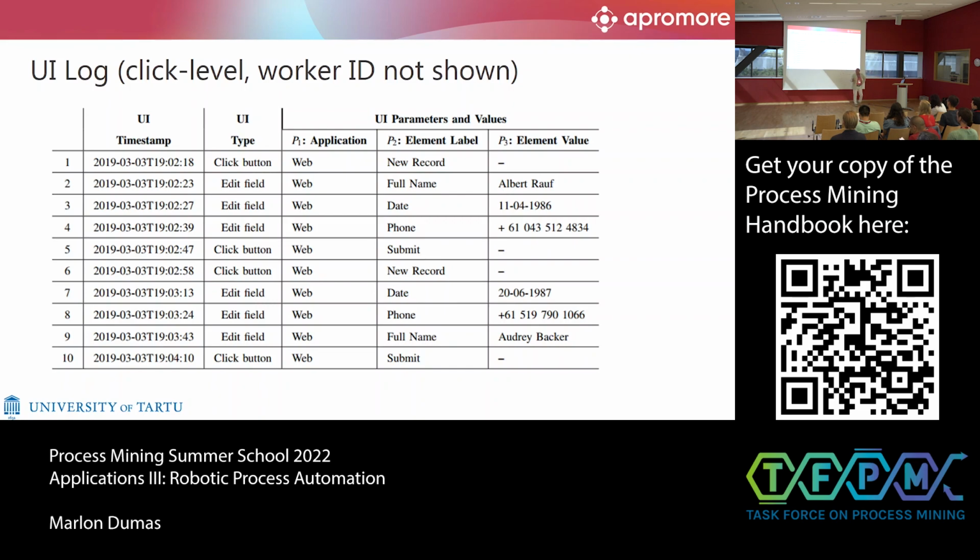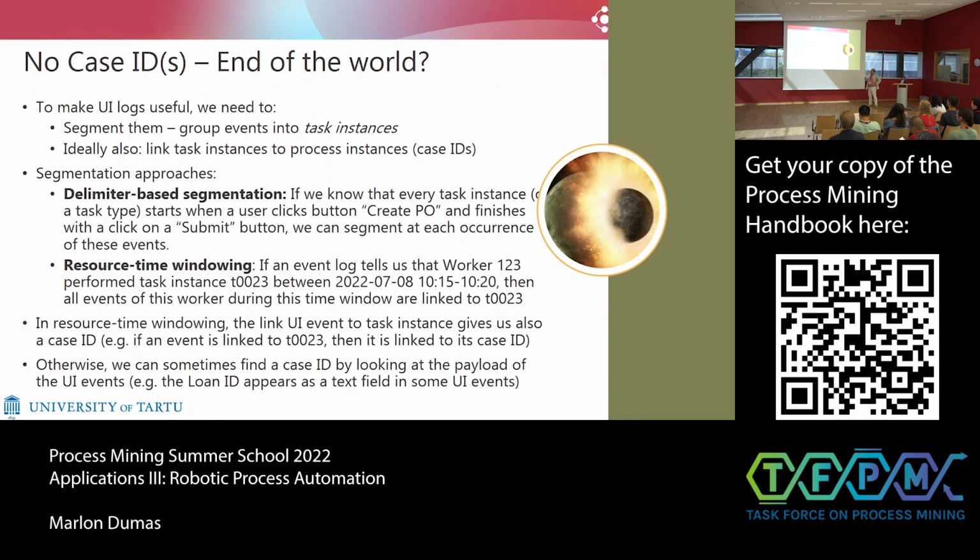Okay, no panic. Basically the UI logs are clear. If I want to use them together with my event logs in some way, I need to do something called segmentation. I need to be able to say, here the worker started working on an instance of a task, and here they finish working on it. And here they started working on the next instance, and here they finish working on the next instance. So I have to segment the event log.